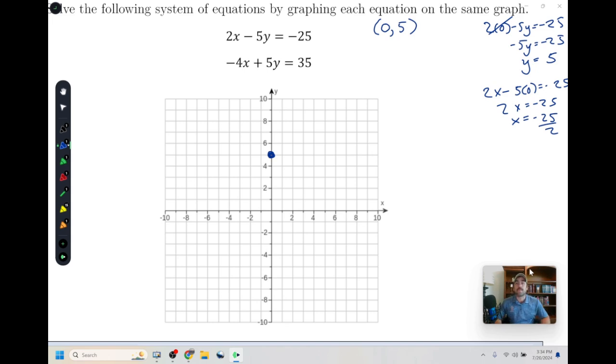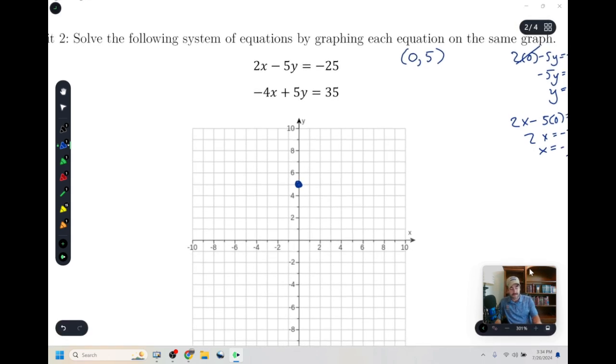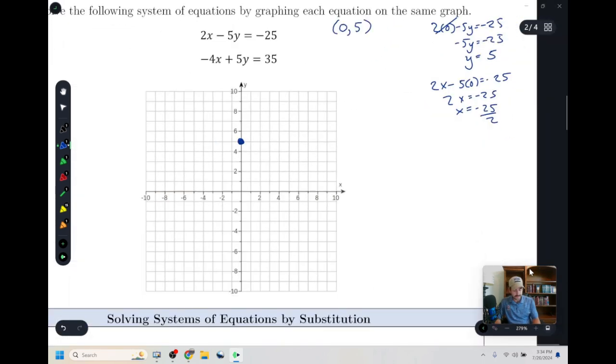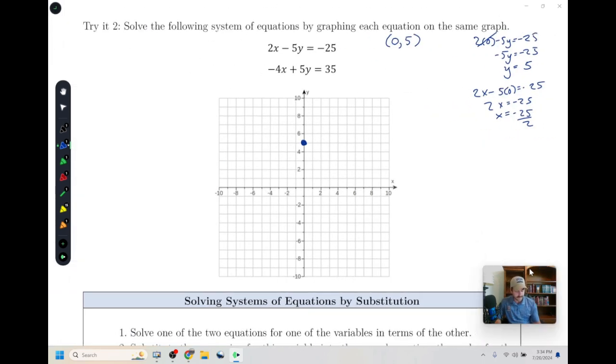And if we can find the slope, we could plot that pretty fast. And so I might do a little rewrite to find the slope. I'll stay over here on the blue side. Let's find slope real quick. Let's do 2x minus 5y equals negative 25. Remember, in order to find slope, you want to find the y equals mx plus b form.